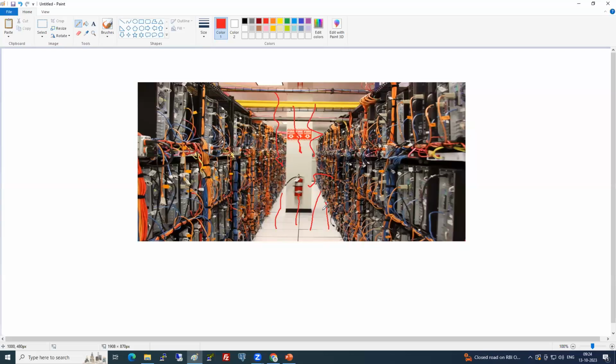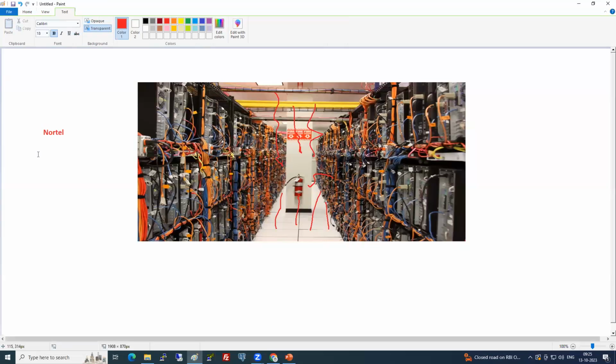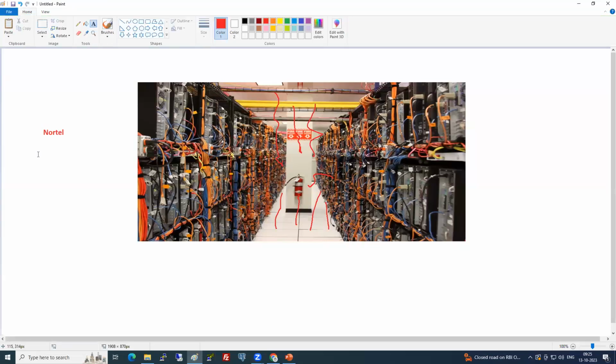When I was at Infosys, I used to work for a customer called Nortel. How many of you have heard of this? 100% freshers might not have heard, but experienced people might have heard about this company. Nortel is a US-based telecom company. We had an ODC, meaning Offshore Development Center.